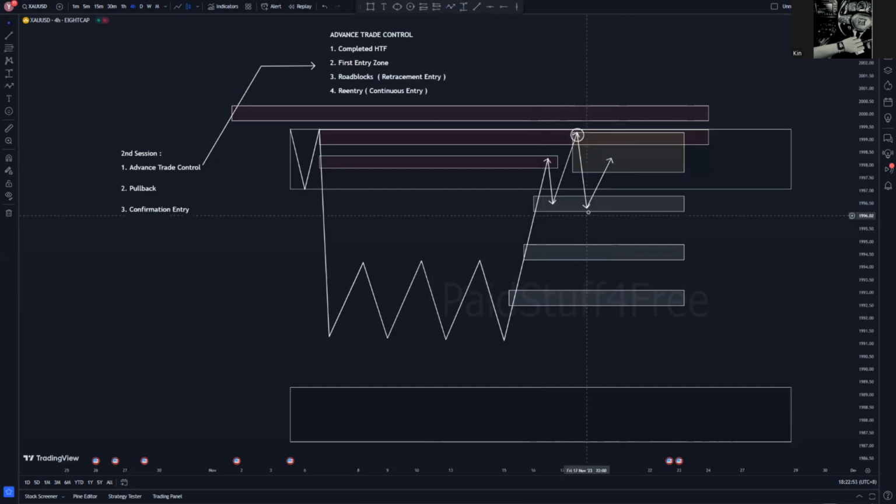And when the price gets into the sell zone, right over here, if we want to sell, what do we need to do? Yes, wait for the confirmation entry. After the price creates the confirmation entry, the price is going to go down. Then again, monitor the roadblock, which is right over here. When the price gets into the roadblock and there is no confirmation entry, the price is going to go to our next zone, which is going to be over here, right?